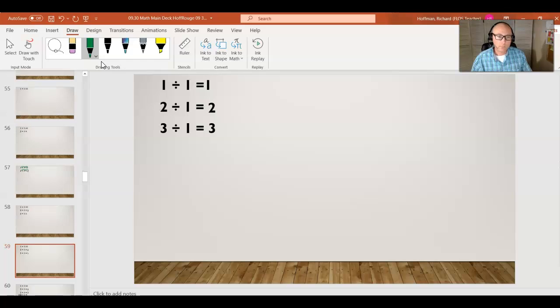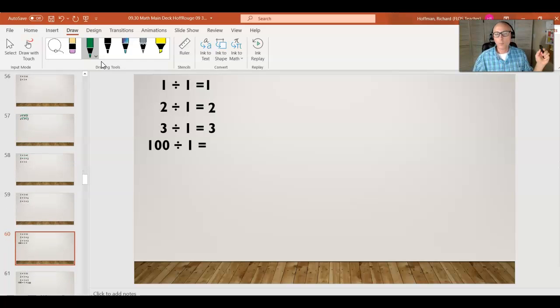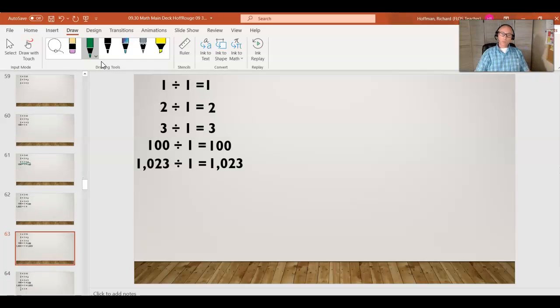3 divided by 1 is 3. Uh-oh, bigger numbers. 100 divided by 1. Getting scared yet? It's 100, because 100 times 1 is 100. What about 1,023 divided by 1? Uh-oh, big numbers. I'm scared. I can't do it. Yes, you can. It's 1,023. Now, does a smaller number make a difference? You guessed it. No, it does not.